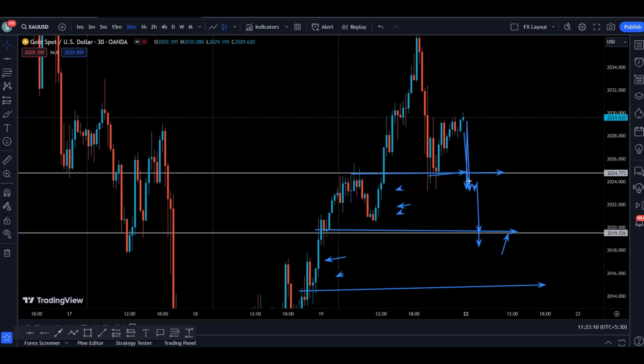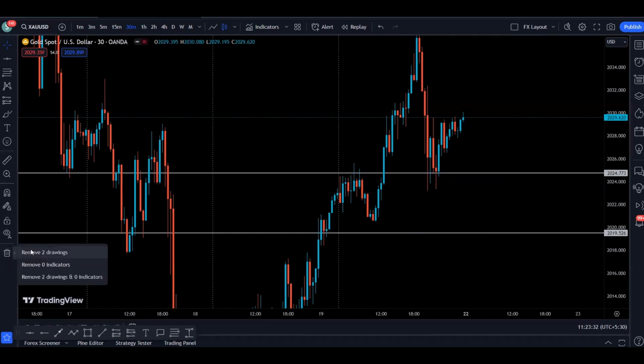Also, if we get a closure below this area, where we created a low, we can also wait for a pullback into this area. Once we get a pullback, and if the price forms a resistance in this area, we can again look for a shorting opportunity to target this area and more support to the downside. So that is something on the gold 30-minute time frame.